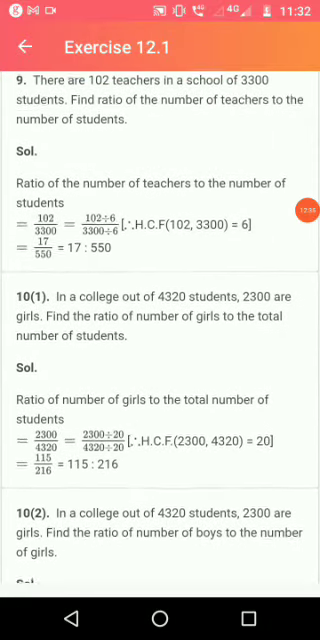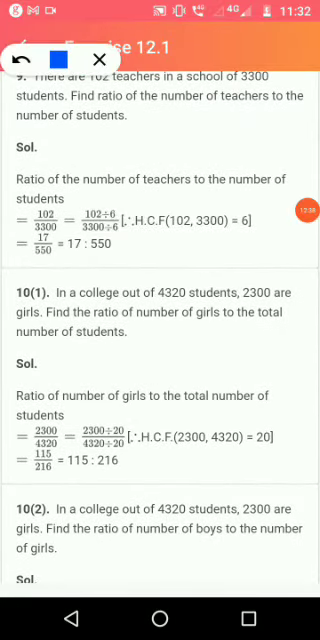9. There are 102 teachers in the school of 3,300 students. Find the ratio of number of teachers to number of students. Number of teachers is 102. Number of students is 3,300. Then simplify, you will get 17:550.